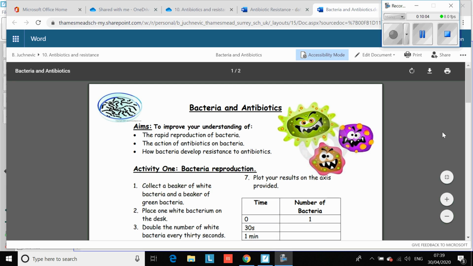Okay, now this is the activity in assignments. I'm just going to explain this through to you, or the first one. This is really designed to show you how quickly bacteria reproduce and also how quickly they can be killed. So, improve your understanding of the rapid reproduction of bacteria, the action of antibiotics, and how bacteria develop resistance.